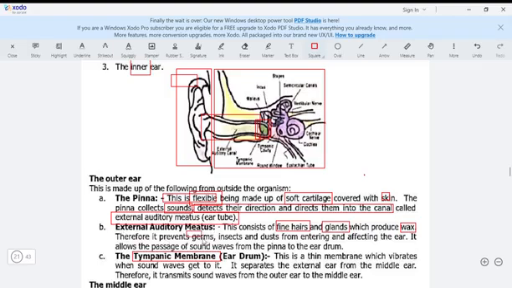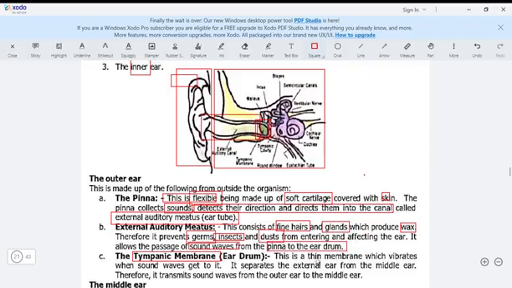Therefore, it prevents germs. It's because of germs that it secretes the wax. It prevents germs, and when an insect comes, it will kill them, and also dust, so that they will not enter and affect the ear. It also allows the passage of sound waves, from the pinna to the eardrum.